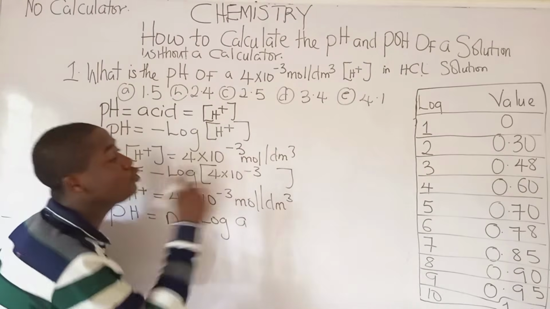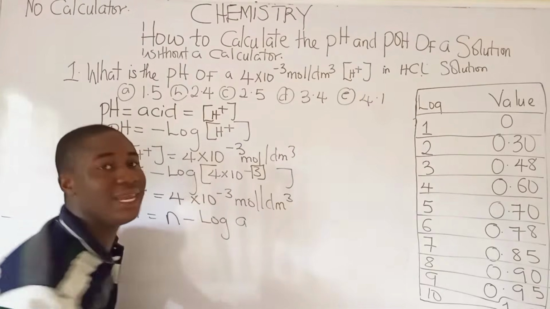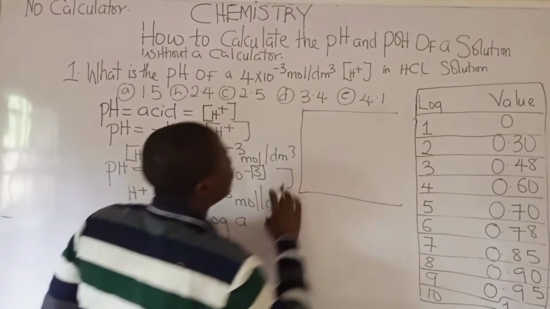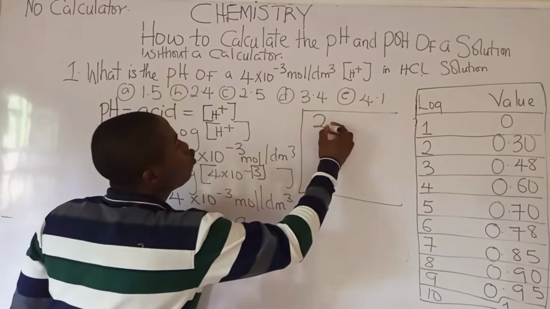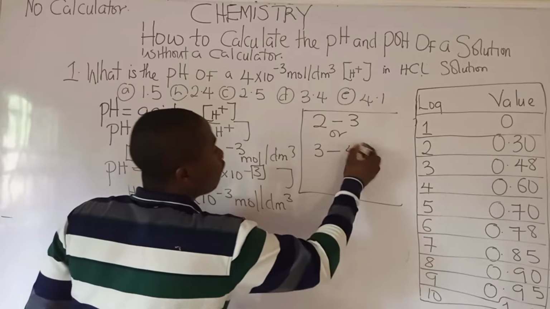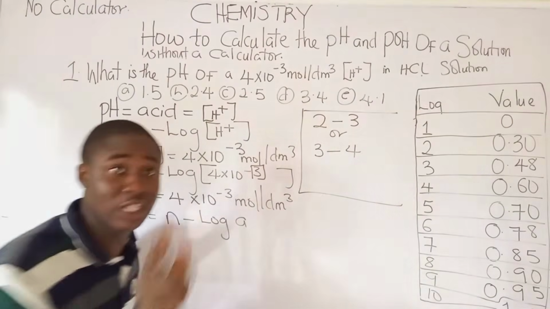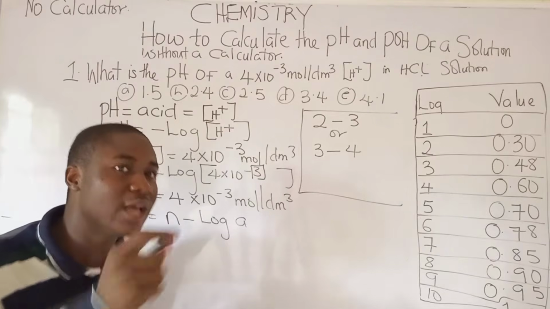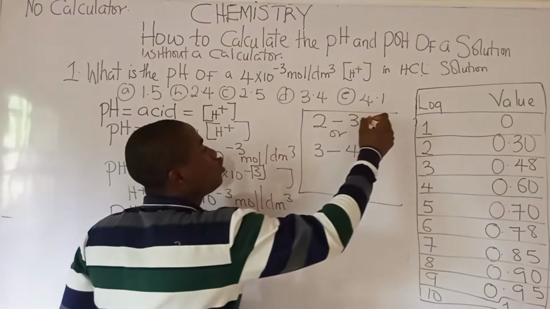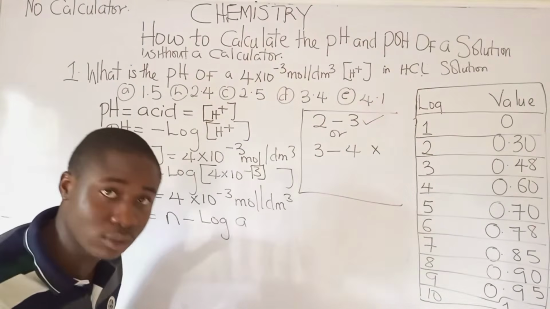Now, you simply do that with the power given in the question. You can see the power here is 3. So the question you ask yourself: will the answer lie between 2 to 3 or 3 to 4? It is always to the lower range. So basically the answer will be between 2 to 3 rather than 3 to 4. Okay, this is something we must take note of.